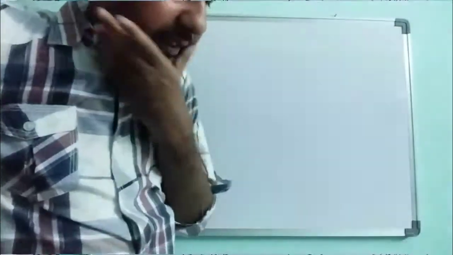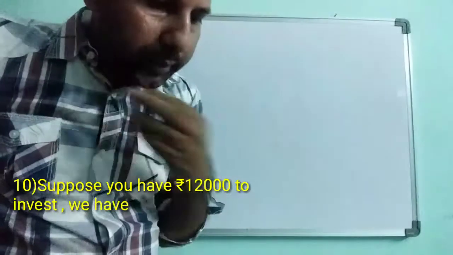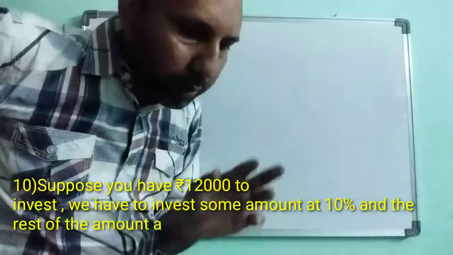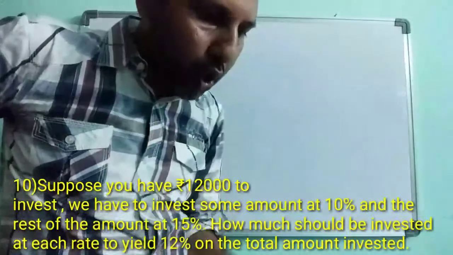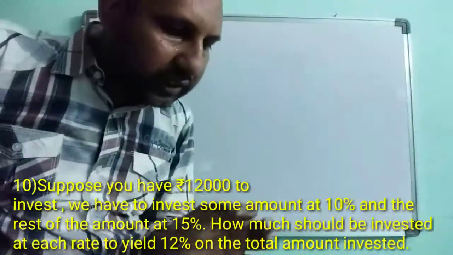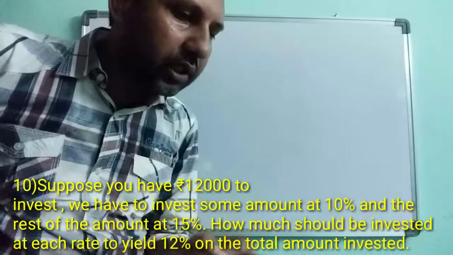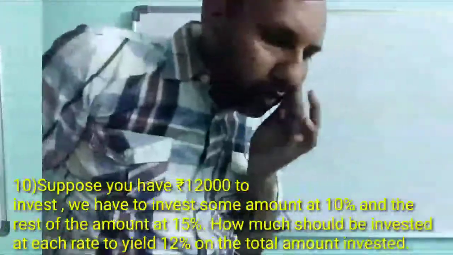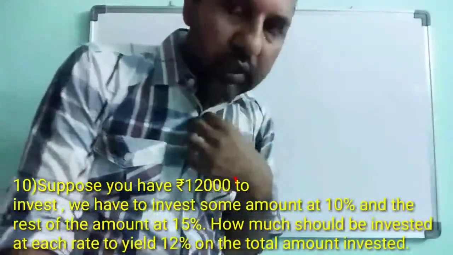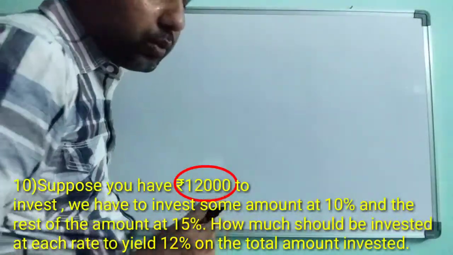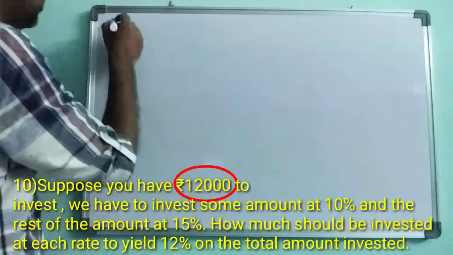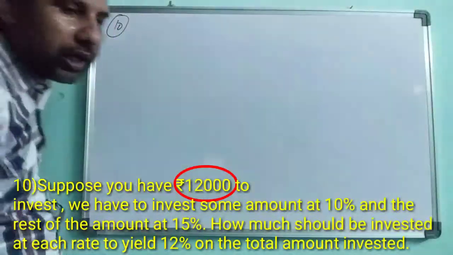So see the 10th question. Suppose you have 12,000 rupees to invest. You have to invest some amount at 10% and the rest of the amount at 15%. How much should be invested at each rate to yield 12% on the total amount invested? That means the total amount we have is 12,000 rupees.